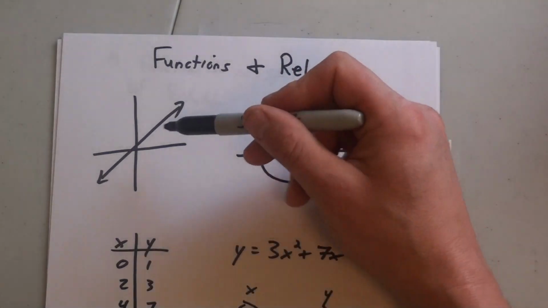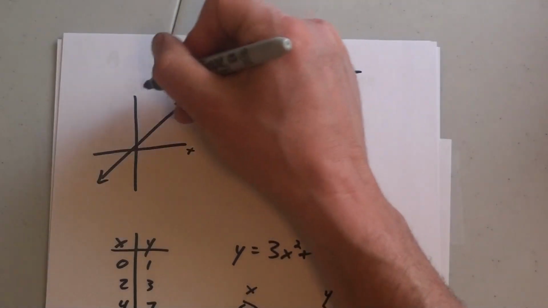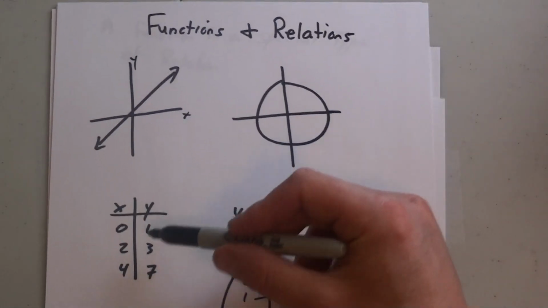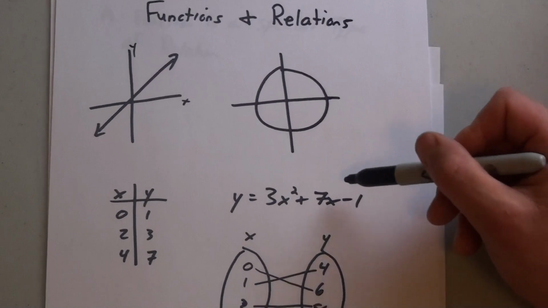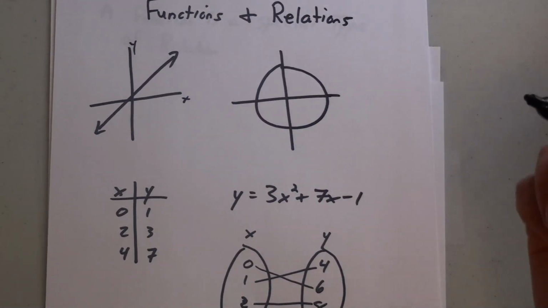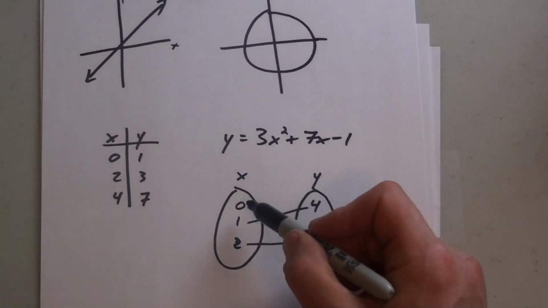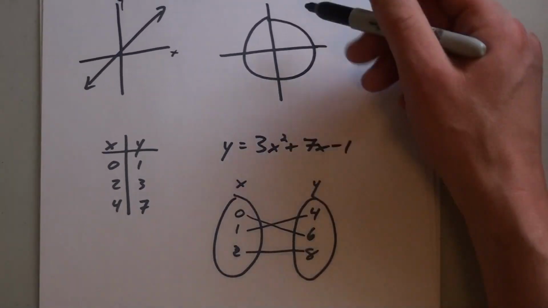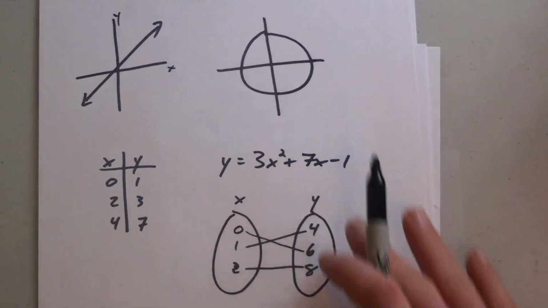Here I can have a graph that compares my x values to my y values. That is a relationship. So is this one. You can have a table of values. That is a relationship. An equation where you have your x as your input gives you a y value as your output. That is a relationship. Or you can have mapping where you have an input of x giving you an output of y. All of these are different types of relationships.